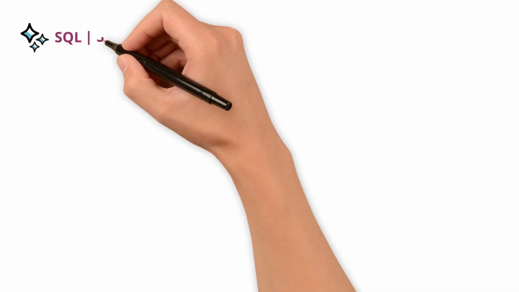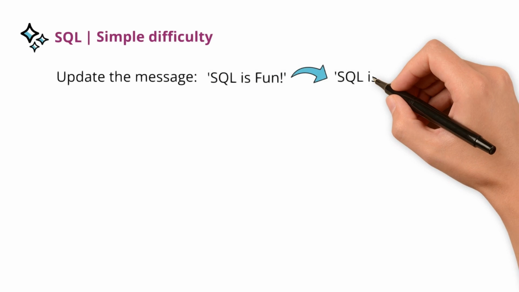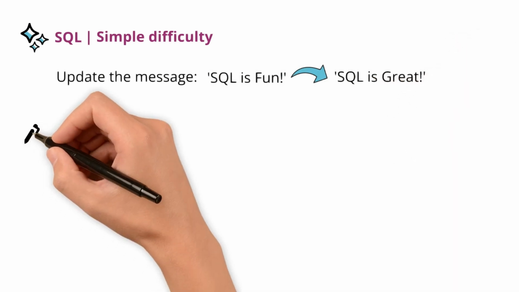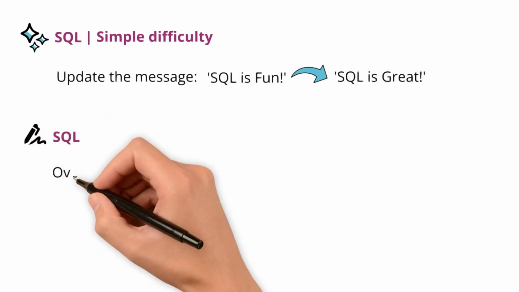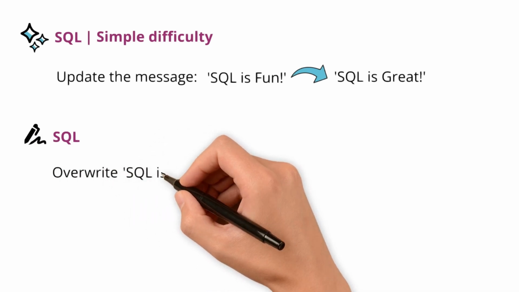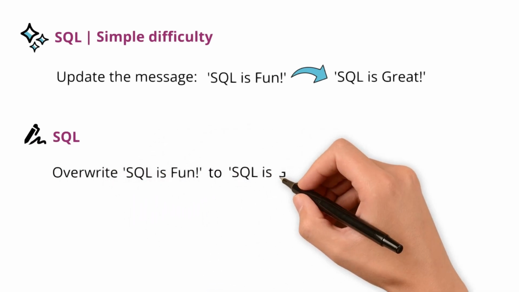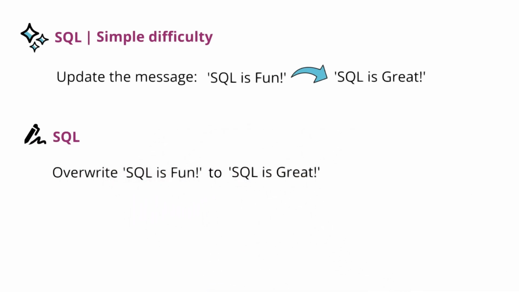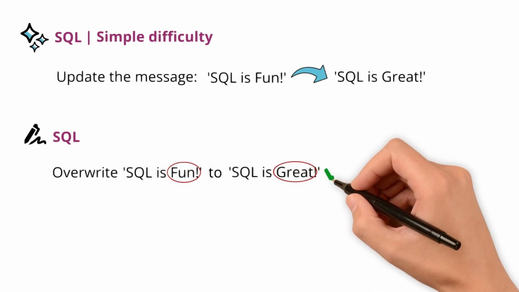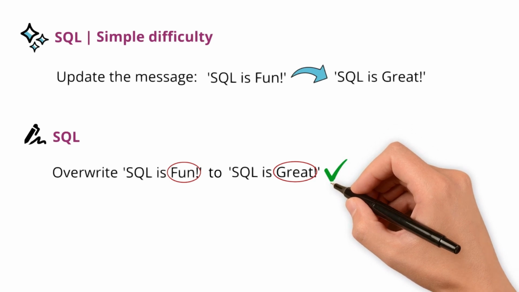First SQL query in our simple difficulty level, update the message SQL is fun to SQL is great. So you need to write a SQL query that overwrites the message SQL is fun to SQL is great. So the only actual change is to overwrite fun with great. So you get your expected output.